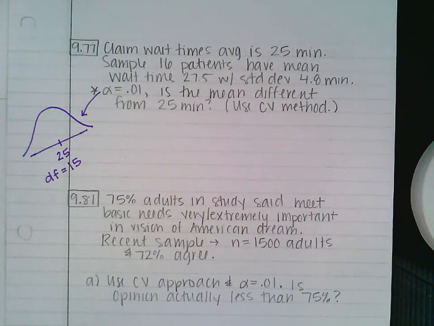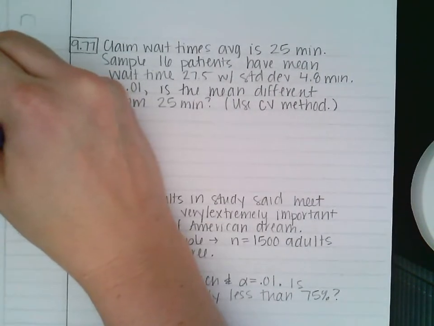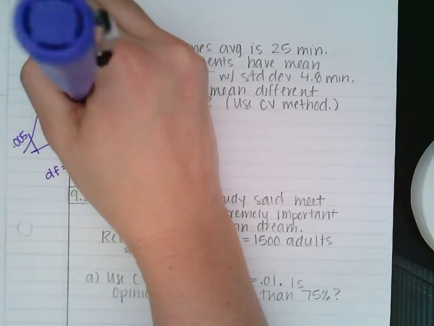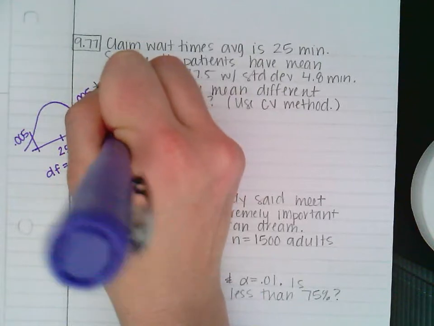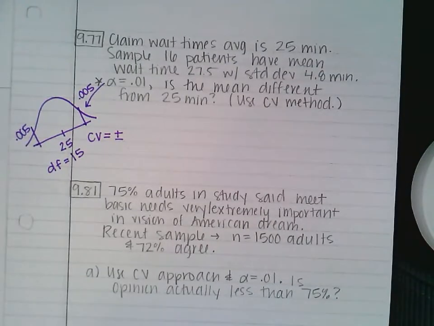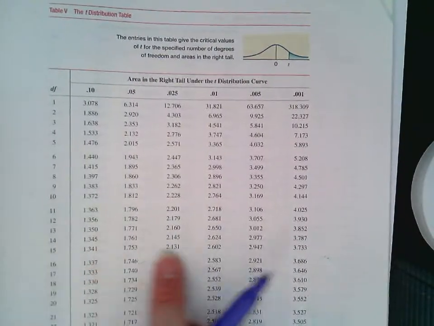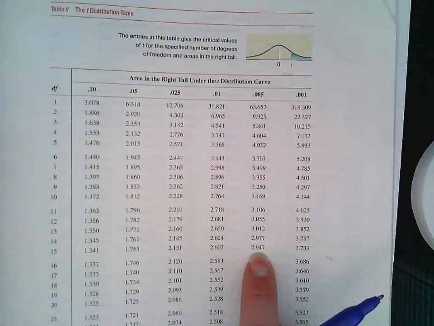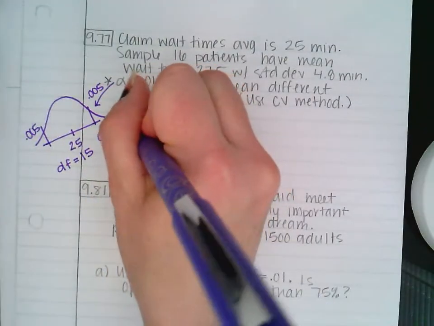Oh, sorry. Alpha and is different from. Let's also do that. 0.005 on each side. Let's see what that critical value is. Okay, so I go under my T distribution, I need to go under 15 degrees of freedom and over to the correct column. So plus or minus 2.947.